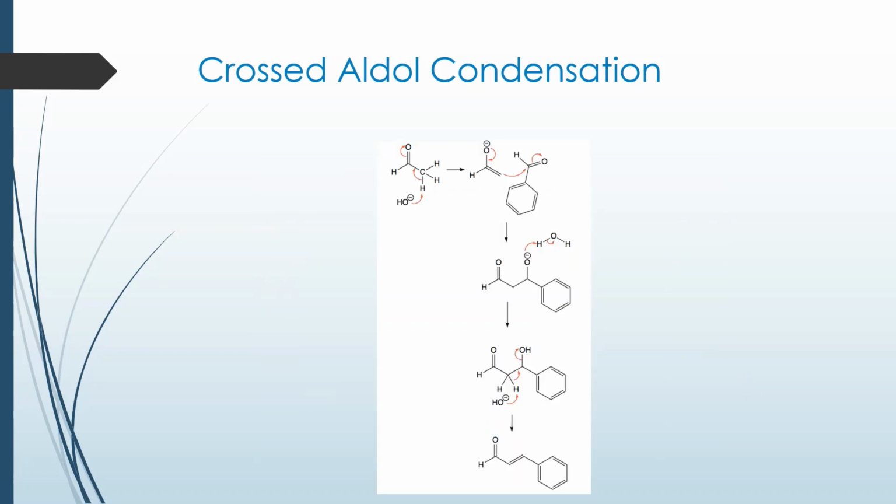This is the mechanism of crossed aldol reaction. The mechanism is the same as that of aldol reaction. A molecule of a base abstracts the alpha proton to create an enolate ion. This enolate ion attacks the second molecule of aldehyde, that is benzaldehyde here. It will form an alkoxide ion, and when the alkoxide ion reacts with water molecule, it gets protonated. So we will get this product. And when the dehydration takes place from this group, we will get alpha beta unsaturated aldehyde.